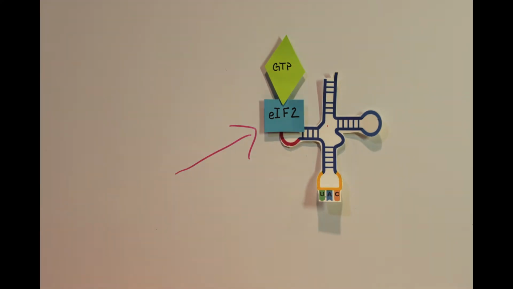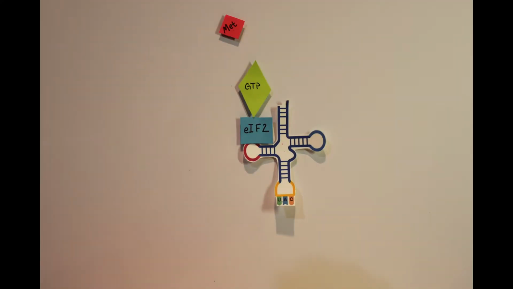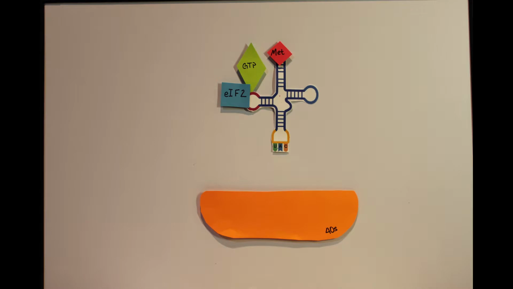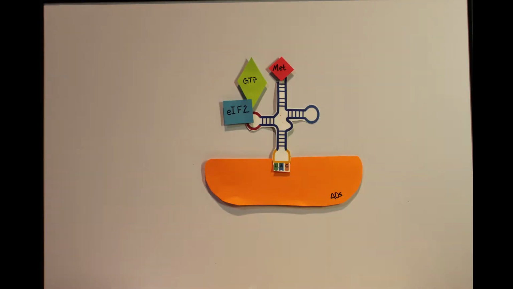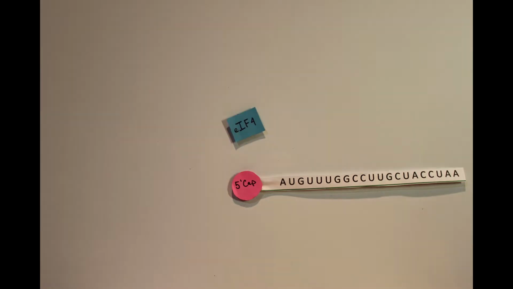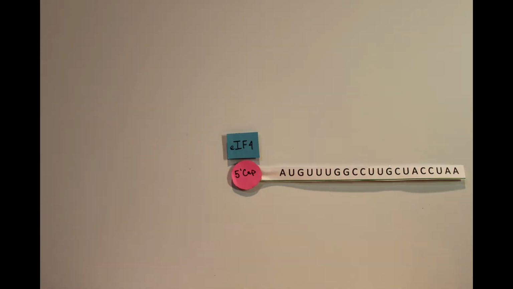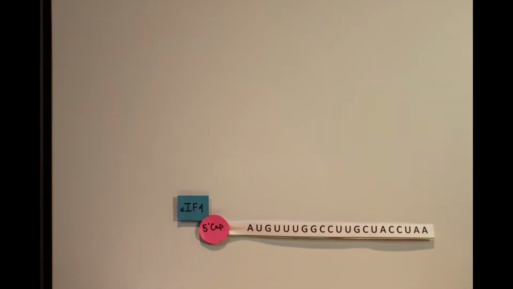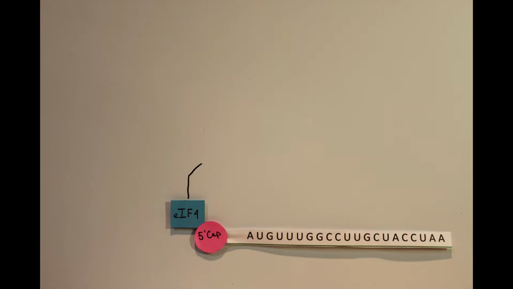Eukaryotic initiation factor 2, or eIF2, mediates the binding of the initiator tRNA, which carries the initiator amino acid methionine, to the ribosome. Eukaryotic initiation factor 4, or eIF4, recognizes and attaches to the 5' cap, or 7-methylguanosine cap, of the mRNA. This initiation factor helps direct the ribosomal 40S subunit complex to the cap of the mRNA like a homing beacon.